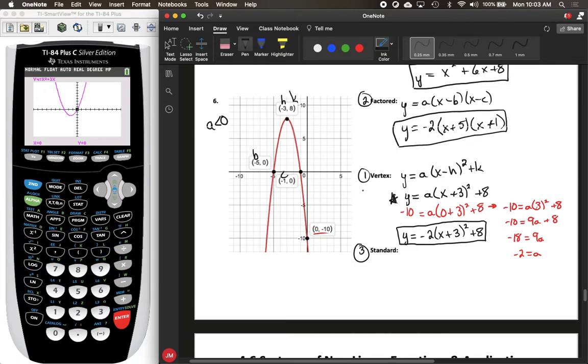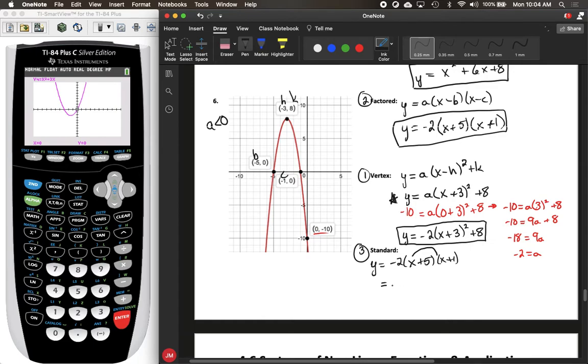All right, so my recommendation would be to multiply out factored form to get standard form. If you want to multiply out vertex, you would need to write x plus 3 squared out first and multiply it, and then multiply by your negative 2 and add 8. So let's go ahead and stick with factored form and multiplying it out instead. So we've got negative 2 parentheses x plus 5 parentheses x plus 1. My recommendation is to save the negative 2 for the end, and so let's go ahead and start by multiplying out your parentheses.